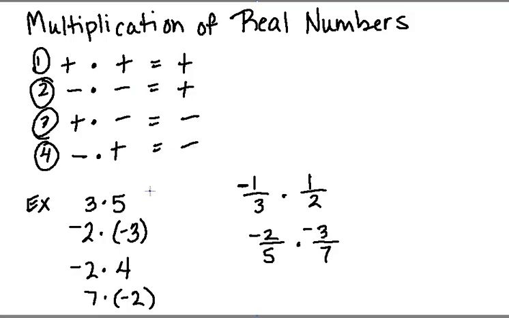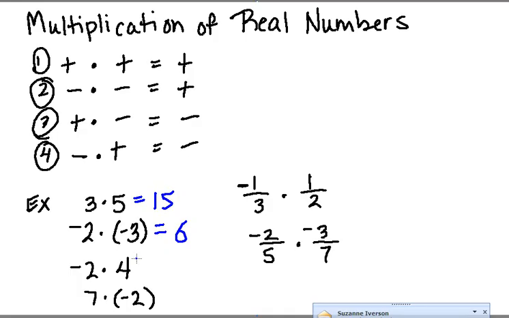So here I have some examples. Here we've got positive 3 times 5. That is going to equal a positive 15. Okay, positive times a positive yields a positive. Here we have negative 2 times negative 3. That is going to yield a positive 6. Why? Rule number 2 tells us a negative times a negative yields a positive.